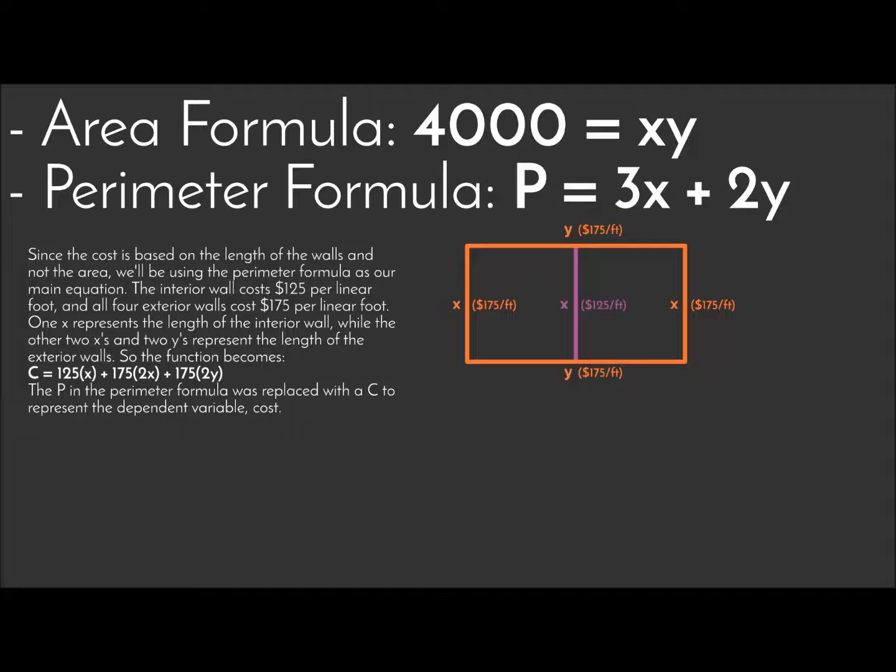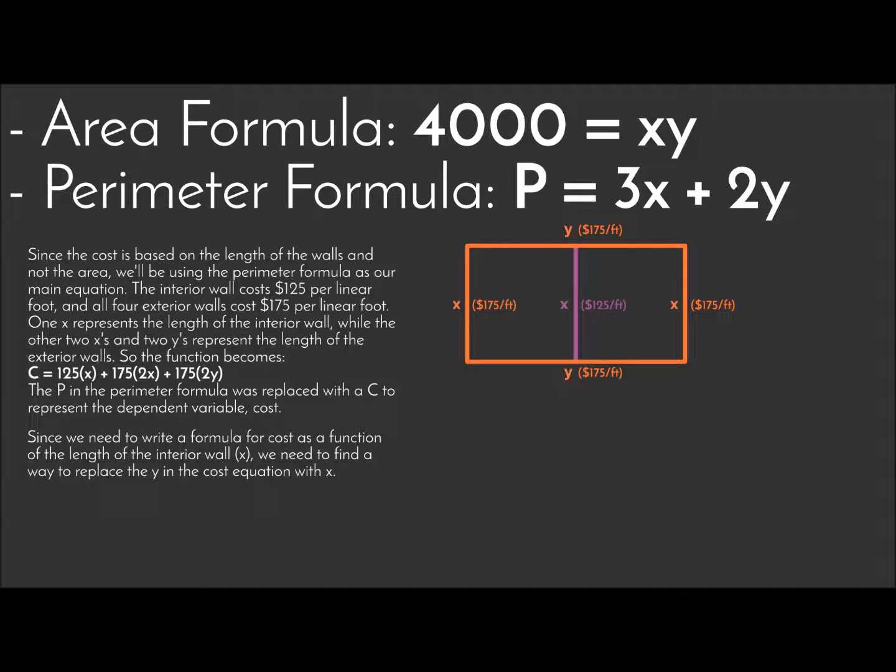So the function becomes C equals 125x plus 175 times 2x plus 175 times 2y, because we have one x that is $125 per linear foot, two x's that are $175 per linear foot, and two y's that are $175 per linear foot. The P in the perimeter formula was replaced with a C to represent the dependent variable cost.